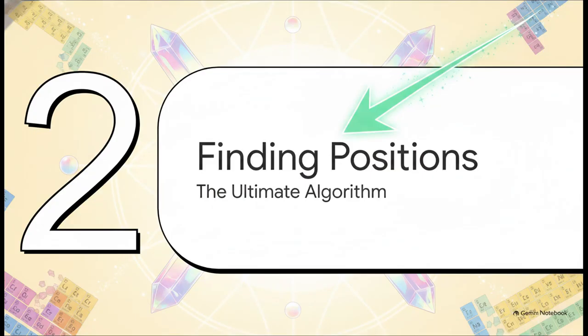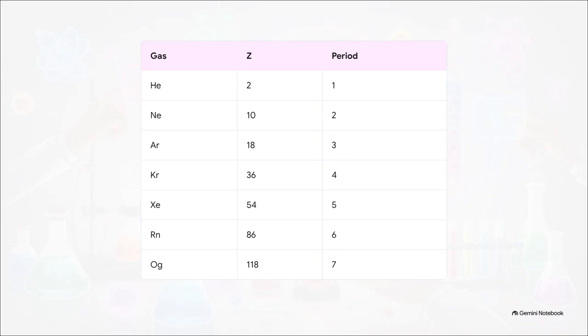All right, Section 2, the position-finding algorithm. This is where things get really fun. To make this mathematical cheat code work, you absolutely need to burn the noble gases into your memory. They are our reference anchors. We've got helium at atomic number 2 in period 1, neon at 10, argon at 18, krypton at 36, xenon at 54, radon at 86, and oganesson at 118.